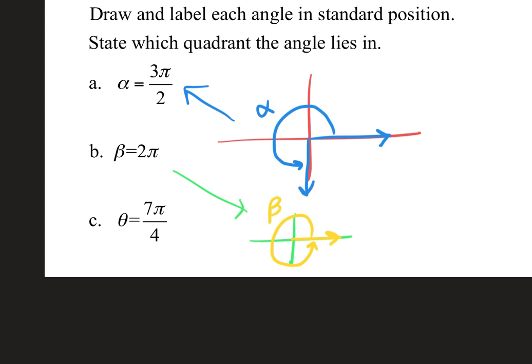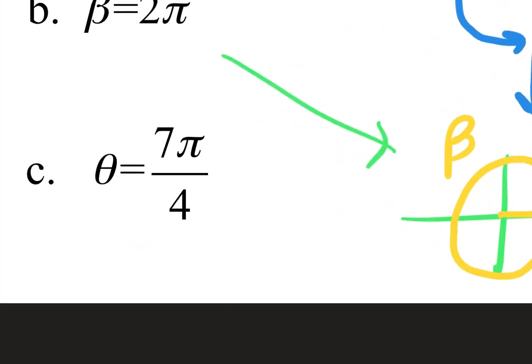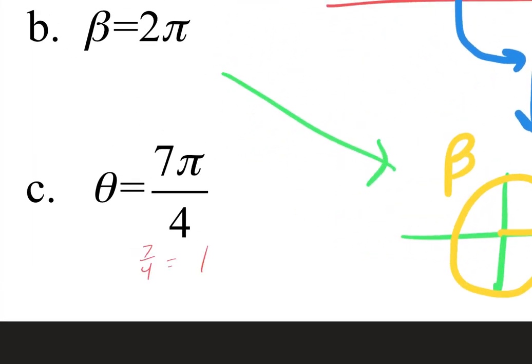And now 7 pi over 4, we didn't talk about. That's not one of the quadrant angles. But take that number. It's improper, right? 7 over 4 would be improper. Put it in mixed number form. So 7 over 4 becomes what? 1 3/4 pi.